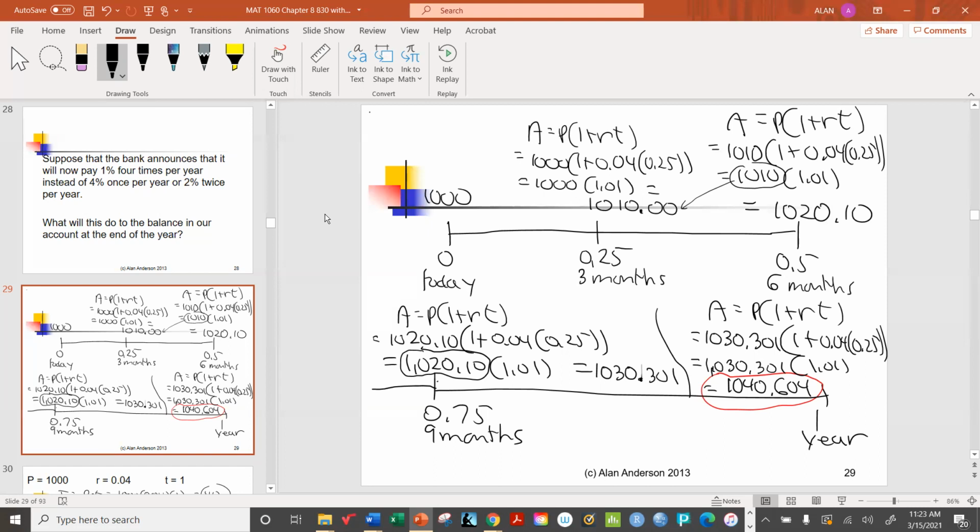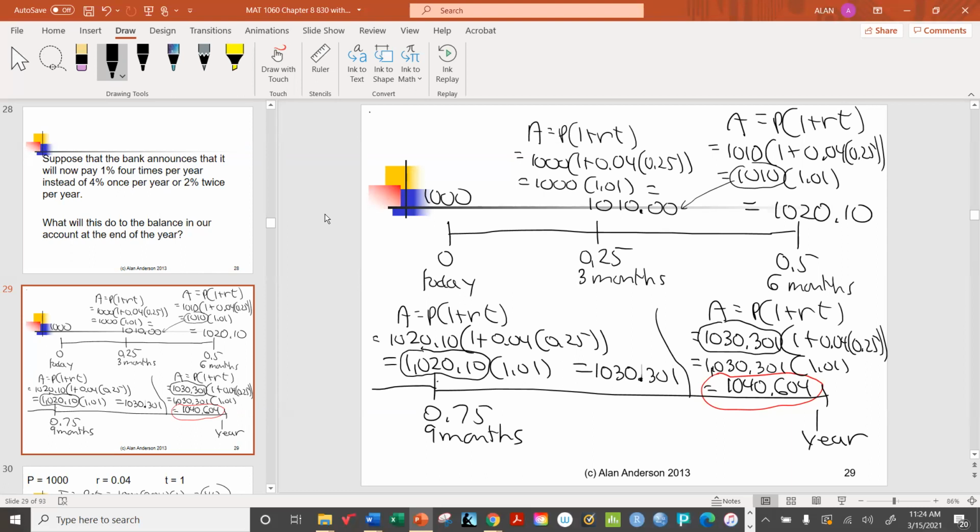And then finally, this $1,030.301 is our principal in the fourth calculation. And guess what? Now you apply this 1.01 to it, and we end up at the end of the year with $1,040.604, which is, remember, in the previous example we only had 40 cents. Now we have 60.4 cents, which means that yes, it's not a huge amount of money, but it did go up.